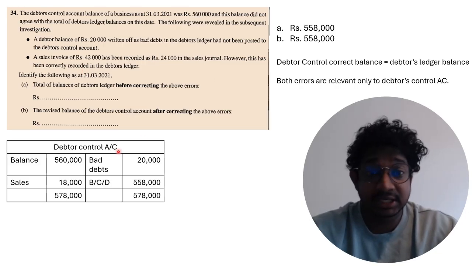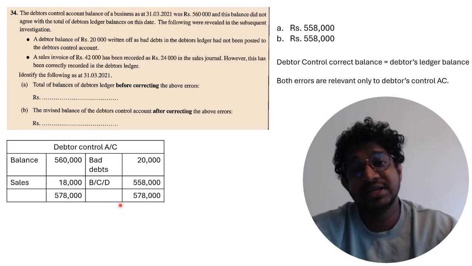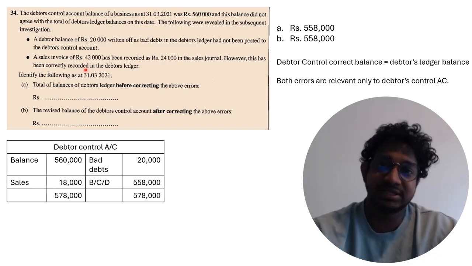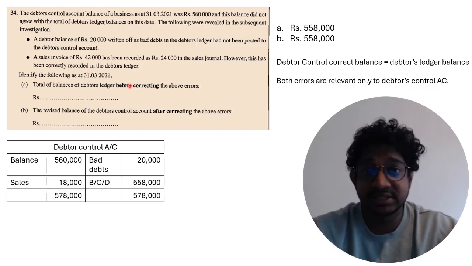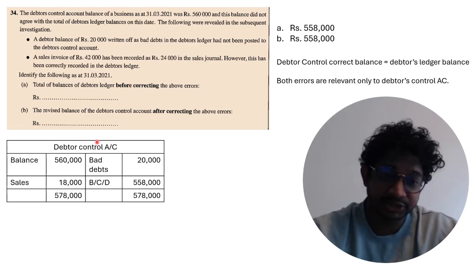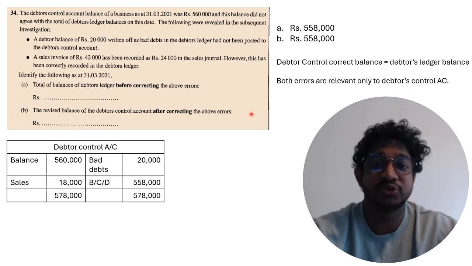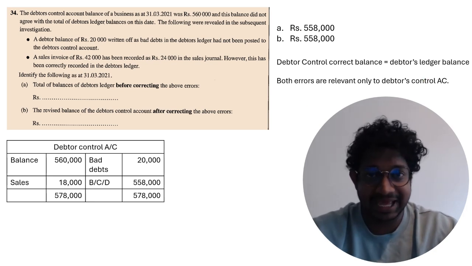So which means debtor control account correct balance is also your debtors ledgers balance, because these errors are not affecting the debtors ledger. So which means in this case there is nothing wrong in your debtors ledger, right? So debtor control account correct balance is also equal to the debtors ledgers balance. So both answers should be 558,000.